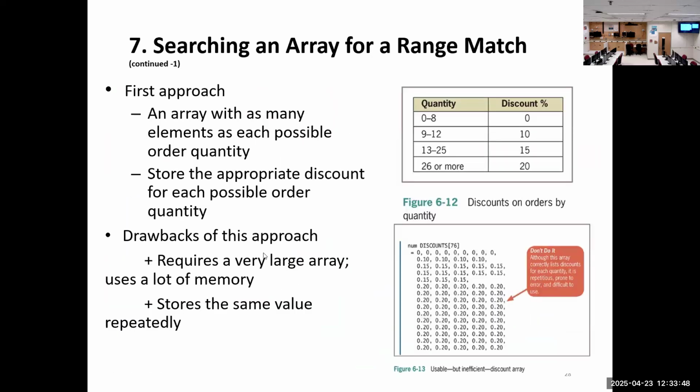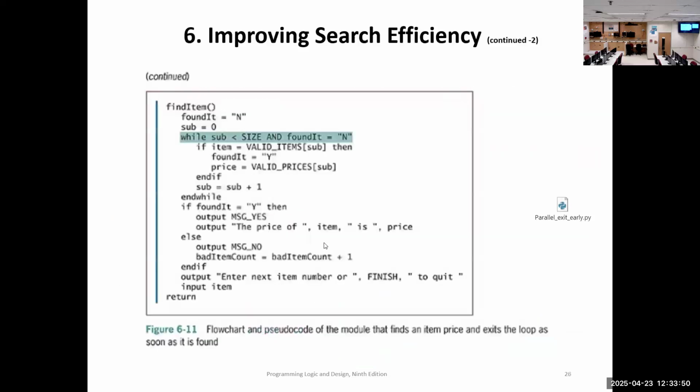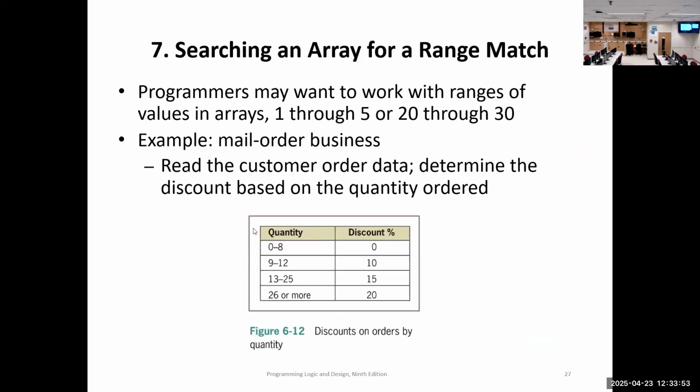Right? So for this one here, when you work with a range match here, a programmer may want to work with the range and value array, right? Think from 1 to 5 or to 20 or to 30 here. Think about it as a main order business. You process customer order data, right? Determine the discount based on the quantity ordered. So think about in the range less than or equal to 8, you have 0 discount. In the range from 9 to 12 here, you have 10% discount. And in the range from 13 to 25 here, you have 15% discount, and so on here. 26 or more, you have 20%.